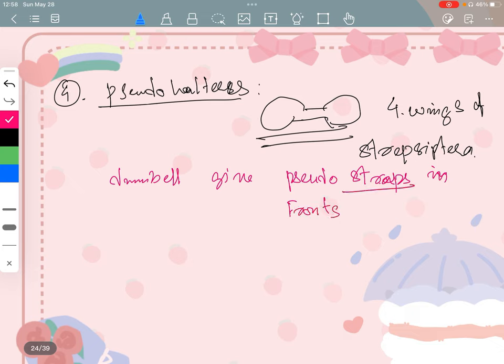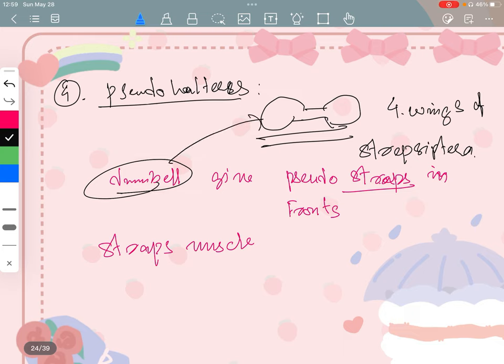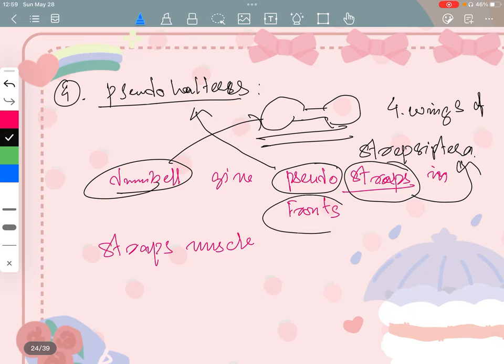As everyone knows, we have a muscle called strap muscle, which is at the side of the neck. As you can remember, if you pick up a dumbbell, you'll get the pulse, straps in front. So this dumbbell implies it's safe, and this pseudo implies pseudo healthiers, and strep implies strepsiptera, and this front implies four wings.